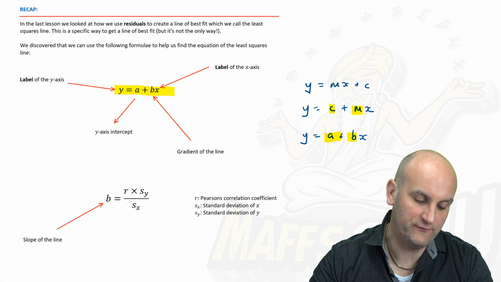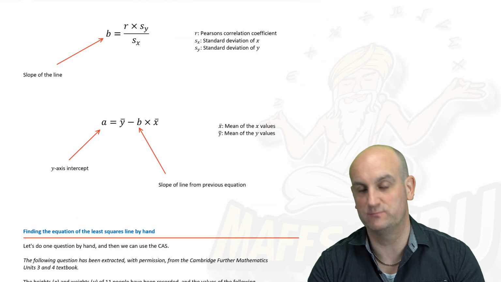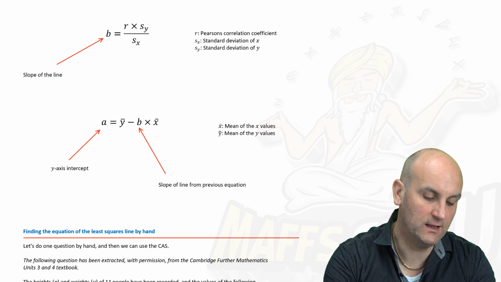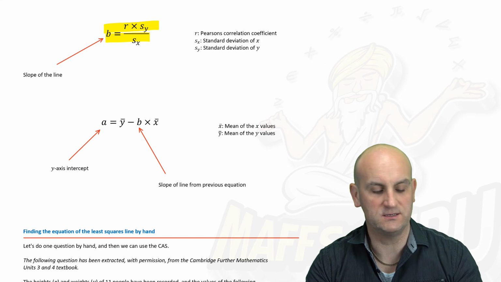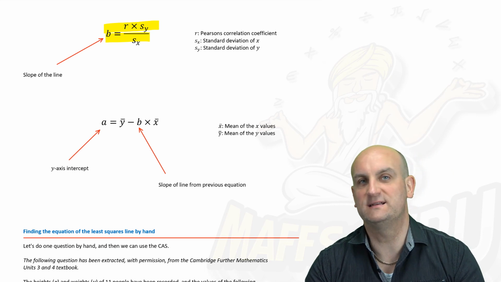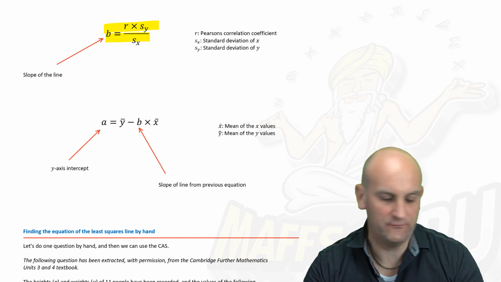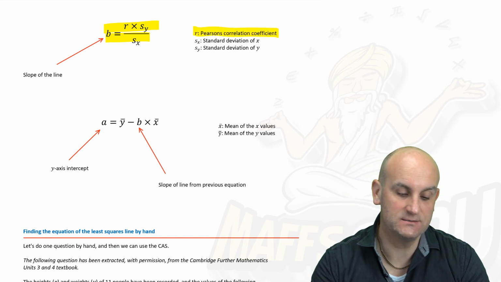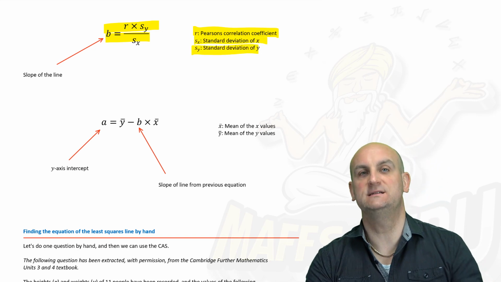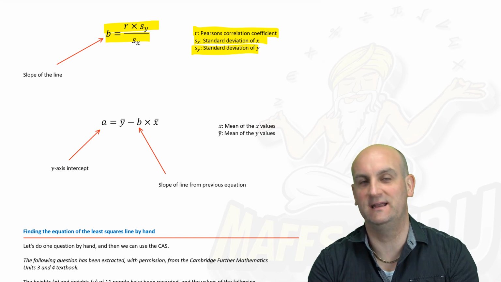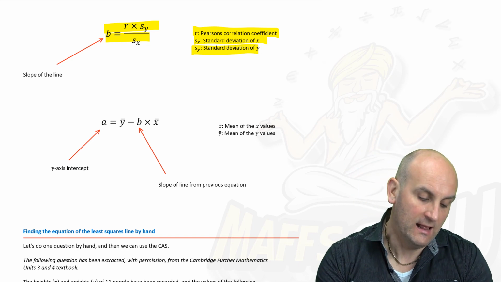Now, how do we find the values of A and B if we are just given a certain amount of information? Using our formula, we can find the value of B by using r times s subscript y, divided by s subscript x. And what does that all stand for? Well, r we've already met, which is our Pearson's correlation coefficient. s x is the standard deviation of x, and s y is the standard deviation of y. With any luck, in an exam question you will be given this information, and life will be good.